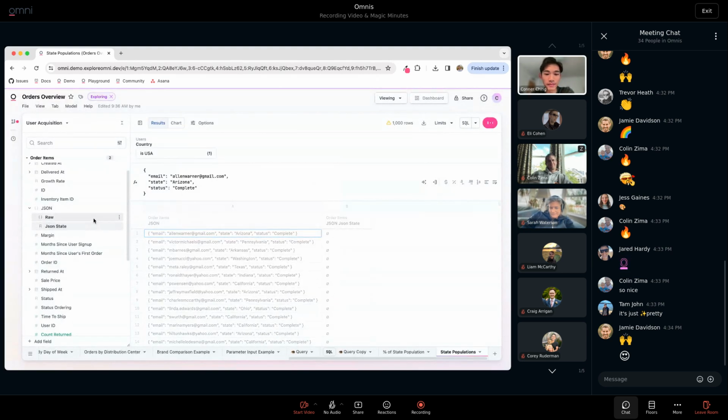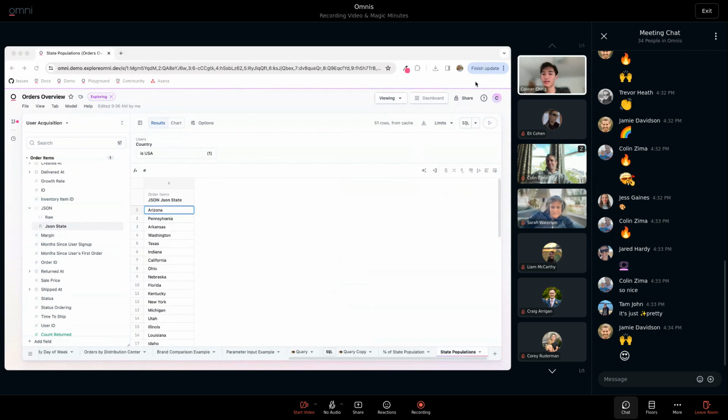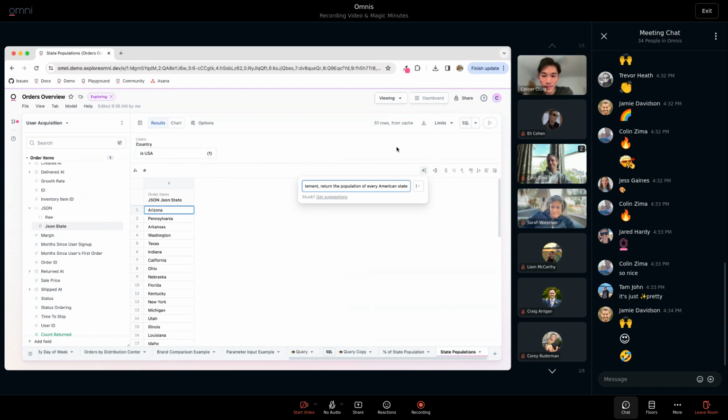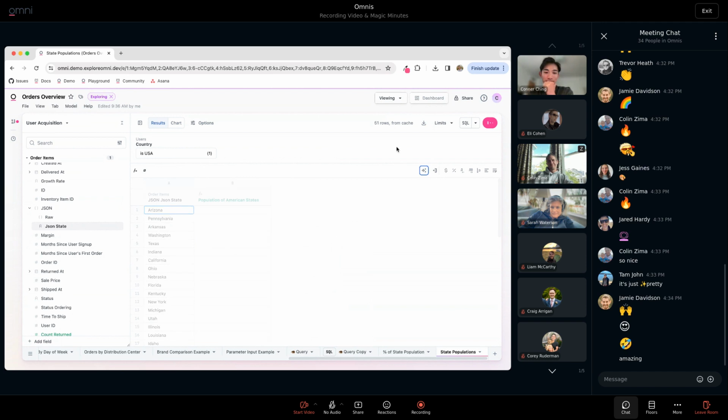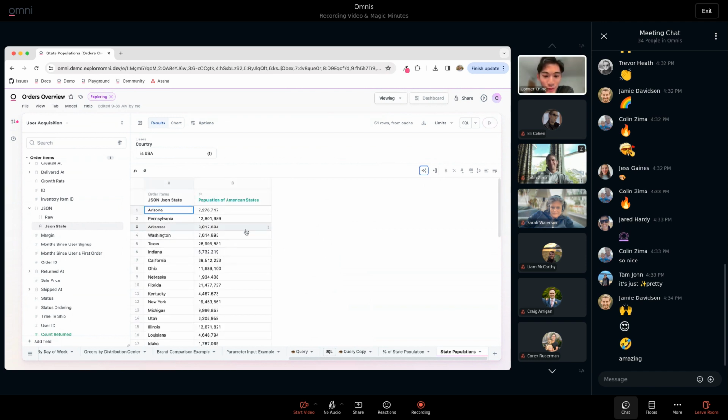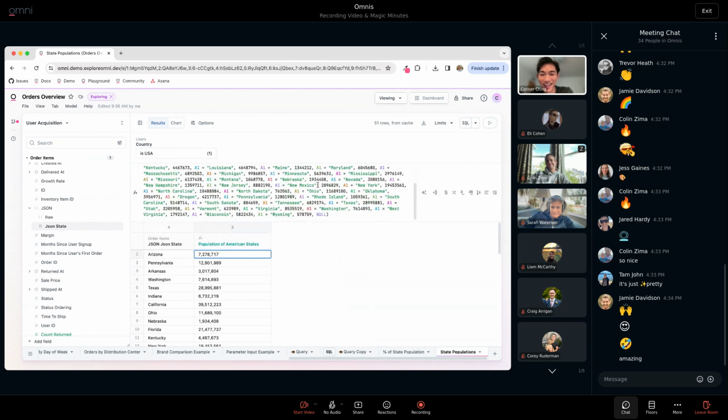pull the state in, and then the Calcs AI thing that Colin mentioned was kind of crazy. It took me a few tries to get right, but let me see if I can remember the exact syntax. It's using an if statement, return the population of every American state. This one took a little bit to run, but I feel like I got it working kind of consistently. There we go.